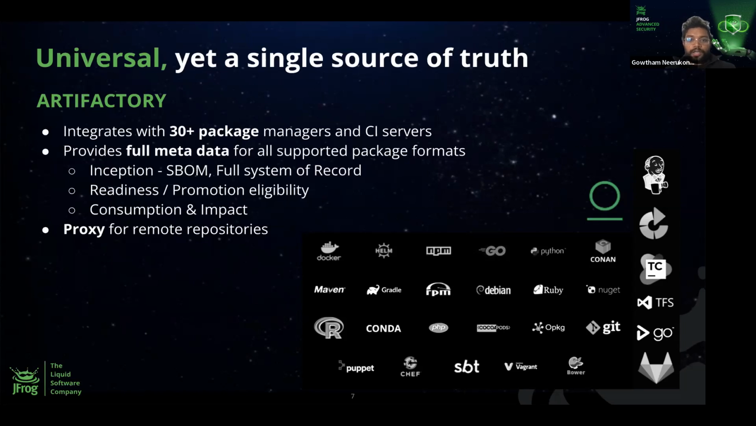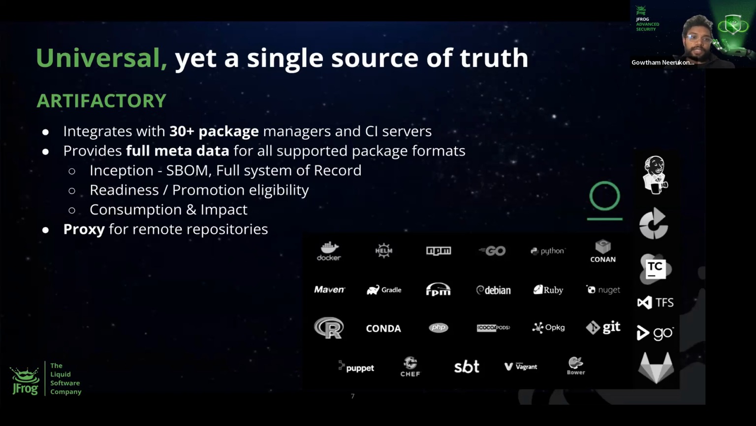Now, when it comes to the first and foremost challenge, organizations develop software using various technologies: Java, .NET, Python, Go. We support 30+ package technologies so that you can store artifacts of any extension as well as any stack that your application is composed of. You can store it inside Artifactory. We also support generic repositories where any file extensions can be stored.